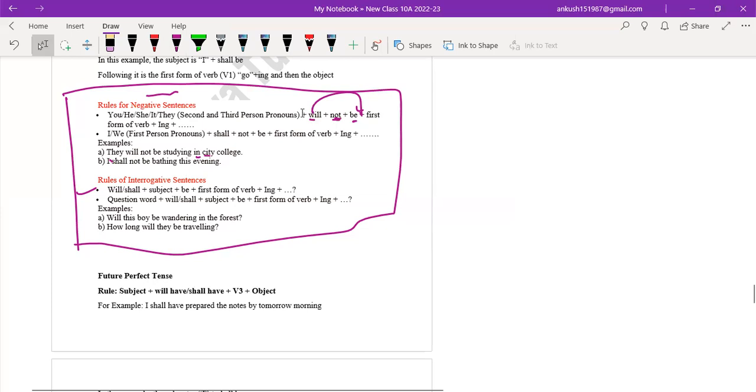We will learn about this as well in the active and passive voice, when we are going to learn those. Now, very good. Interrogative sentence.